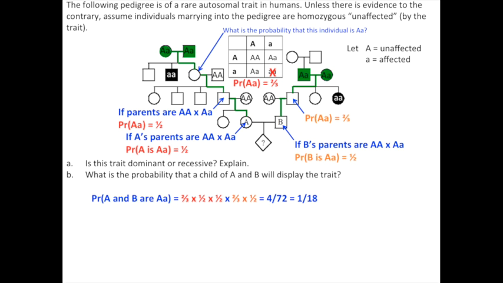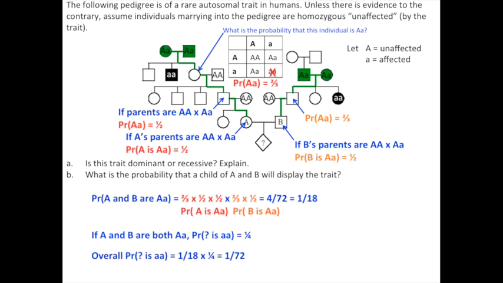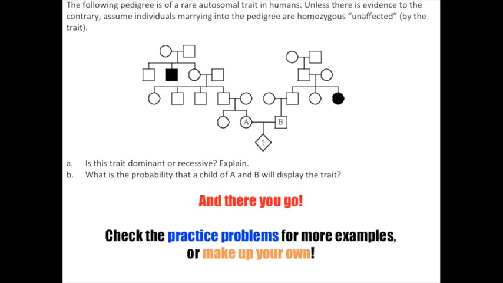So we have the probabilities that we need to have A be heterozygous, and the probabilities that we need to have B be heterozygous, multiplied together to give us the overall probability that both A and B are heterozygous, which is 1/18. And if A and B are both heterozygous, the probability that they will have a homozygous affected child is 1/4. So the overall probability that question mark will be affected is 1/18 times 1/4, or 1/72. And there you go. Check out the practice problems for more examples, or make up your own and test yourself.